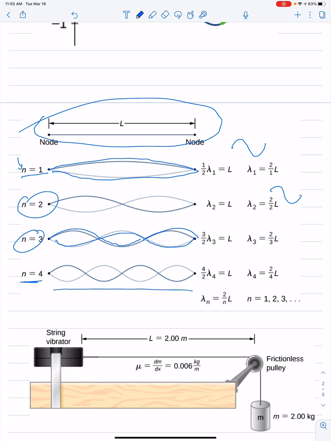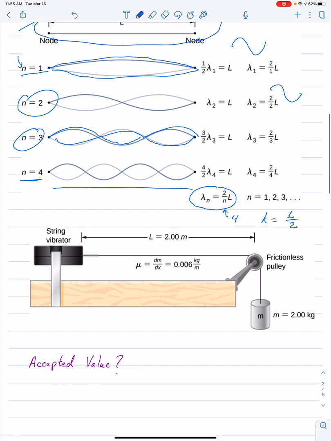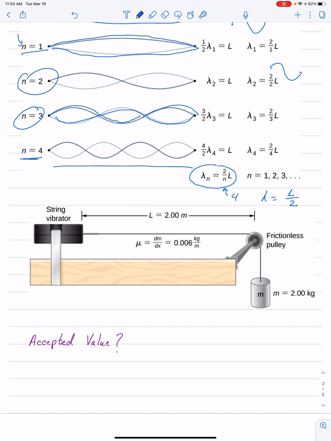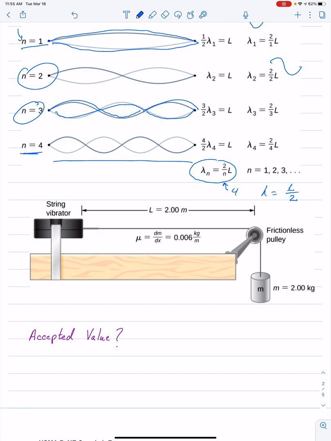So this is how you're going to make sure that your strings are showing when you're doing it. This is the equation that you're going to need for the relationship between the wavelength and the length of the string. Since we're requiring you to do 4 modes, it's going to be equal to L over 2, because n is 4, so 2 over 4 is 1 over 2, and you follow the rest. So this is the lab right here.